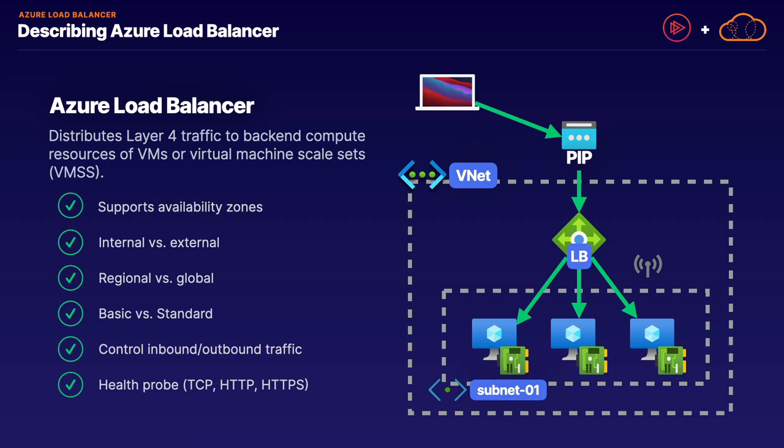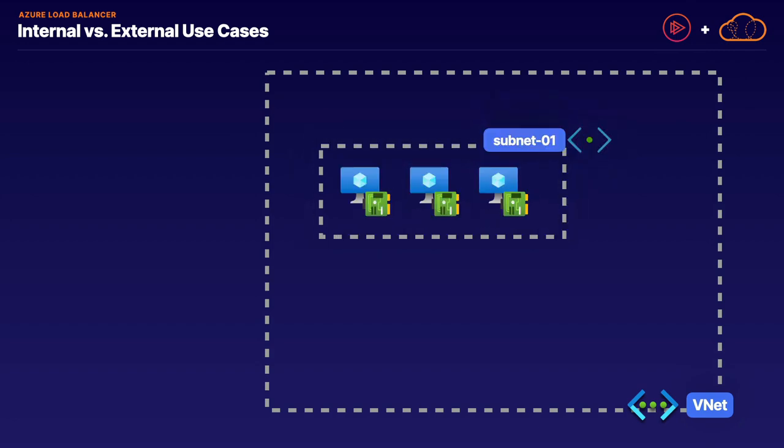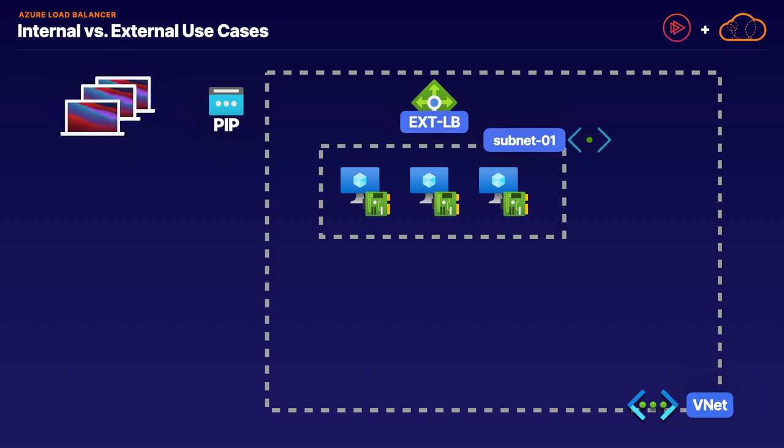Now, for our Azure Load Balancer, to differentiate between internal and external use cases, let's look at our virtual network here. And in our virtual network, we have a subnet with virtual machines, and this set of virtual machines may have an external load balancer that is associated with a public IP address. And this is so that whenever clients are accessing from the internet, wherever they may be, our public IP of our external load balancer, we can distribute this traffic to those resources in that backend pool.